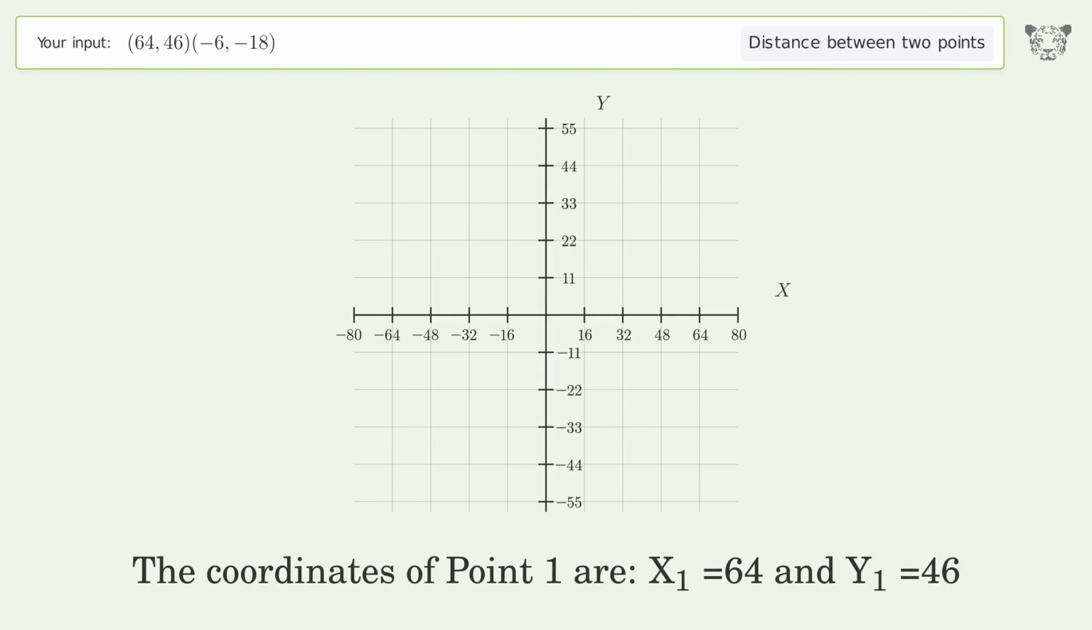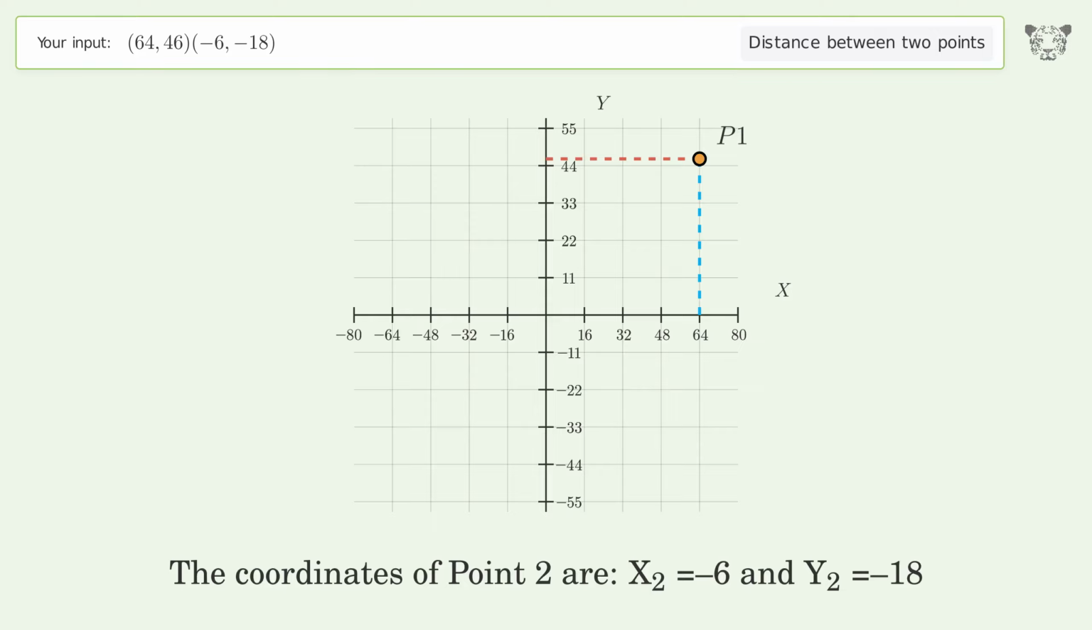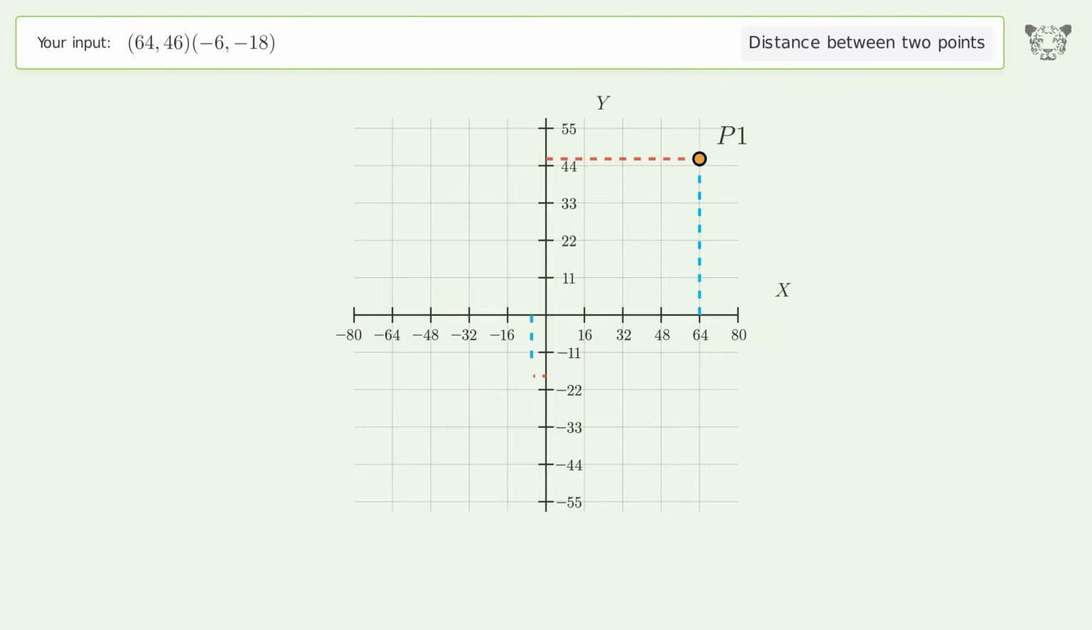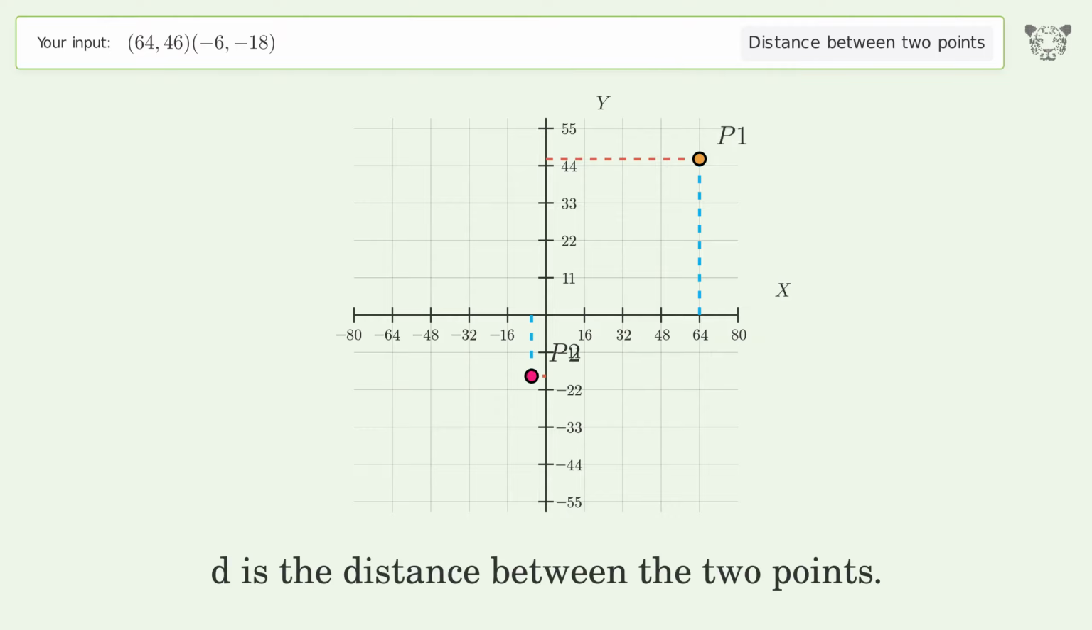The coordinates of point 1 are x1 equals 64 and y1 equals 46. The coordinates of point 2 are x2 equals -6 and y2 equals -18. D is the distance between the 2 points.